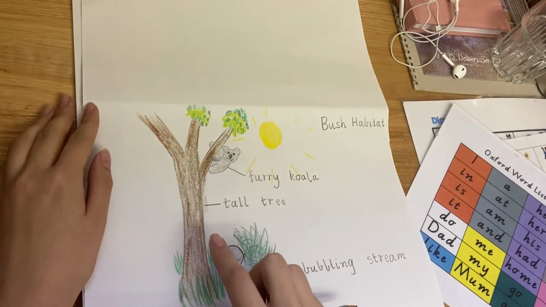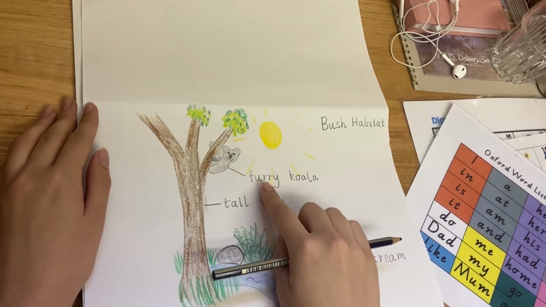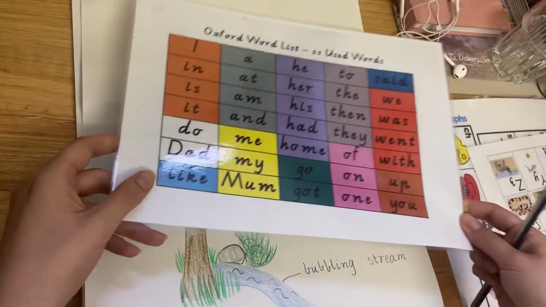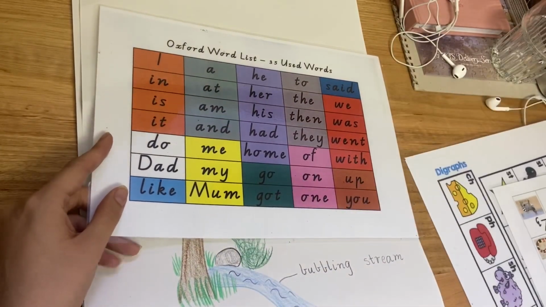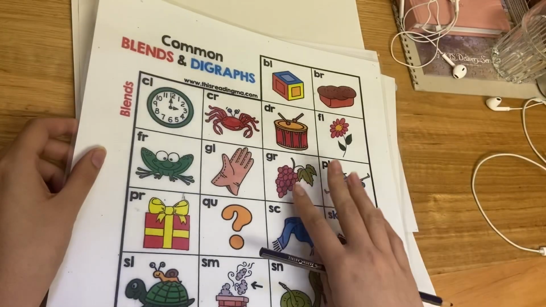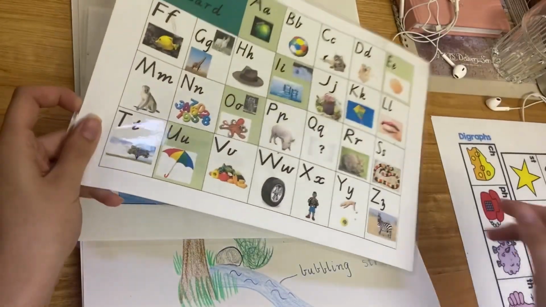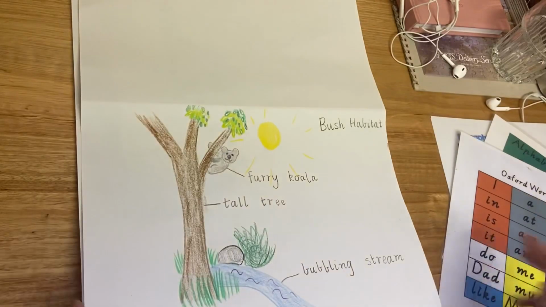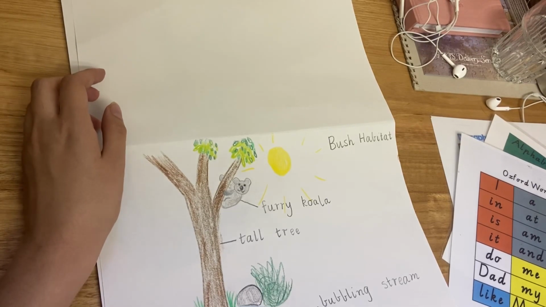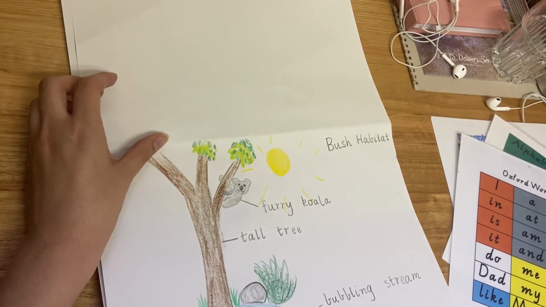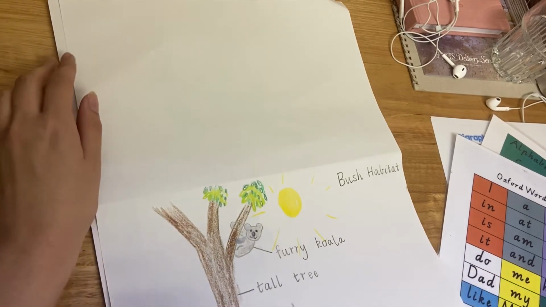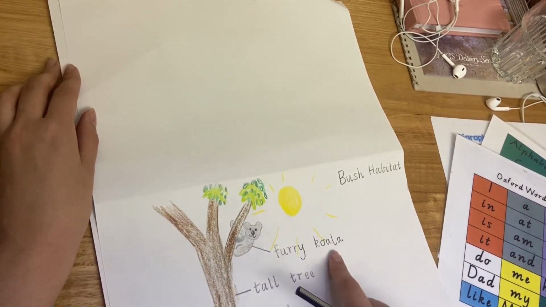So here I've got my picture of my bush habitat that I did yesterday. You can see I've got my labels with my describing words. And next to me, I've got my word list, my alphabet card, and my common blends and digraphs chart, just in case I'd like to use them while I'm writing. So up here, I'm going to write three sentences about my picture. I'm going to use the labels that I did yesterday to help me do my sentences. The first sentence I want to write is, I can see a furry koala.